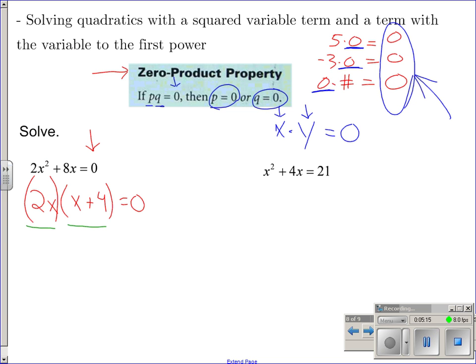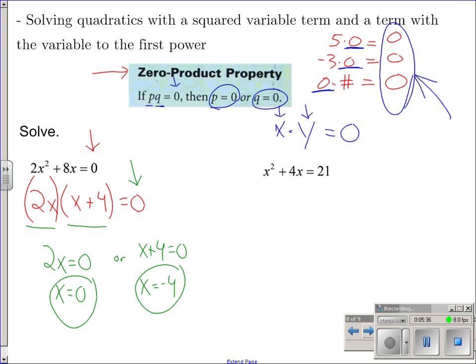Because we're multiplying these two quantities together and getting an answer of 0, either 2x equals 0 or x plus 4 equals 0. We just solve each of these: x equals 0, x equals -4. There are our answers. When we have the x squared term and an x term, you have to set the function equal to 0, and then you factor. When you factor, you set each of your factors equal to 0, like we did with 2x equals 0 and x plus 4 equals 0.